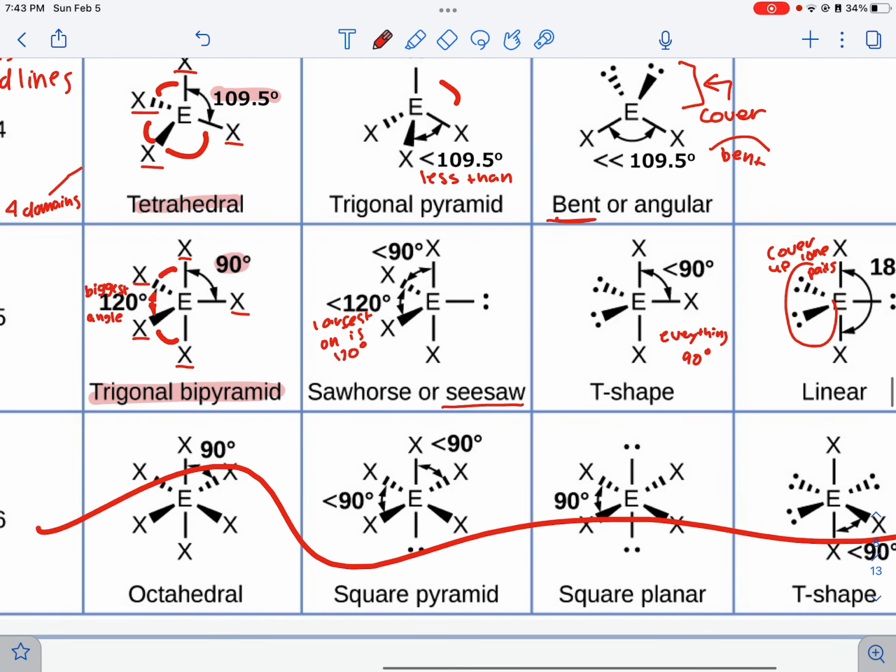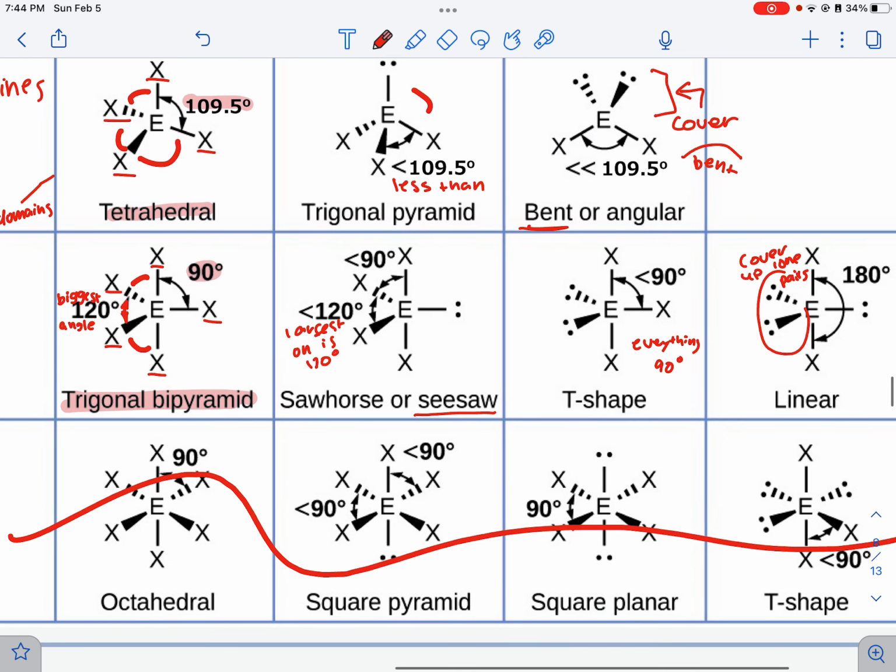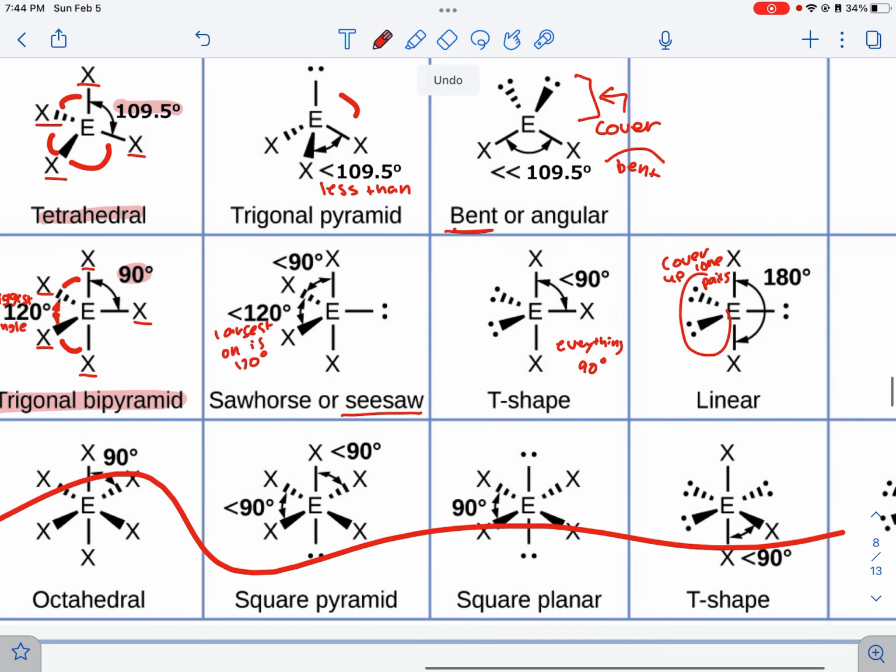So keep moving on. Seesaw or sawhorse. Most people just use seesaw. She's going to probably go by that on the test. You see these 120 angles and the less than 90 angles. And then these are probably 90 as well. 90 here. Everything is 90 here, if it shows only one. Everything is 180 here, right?